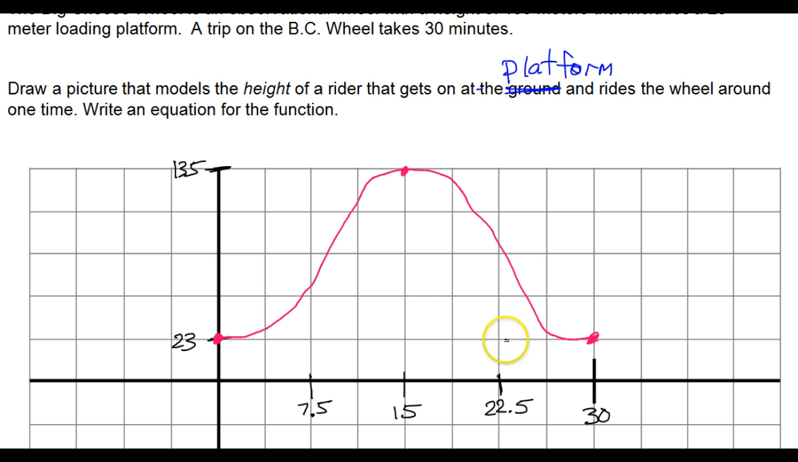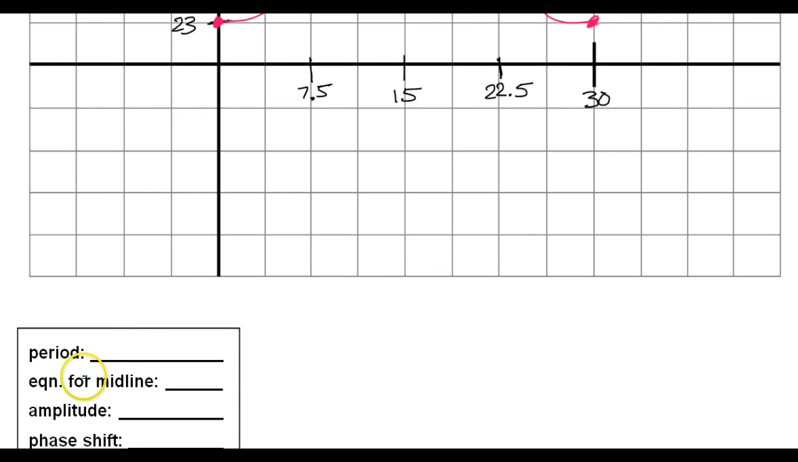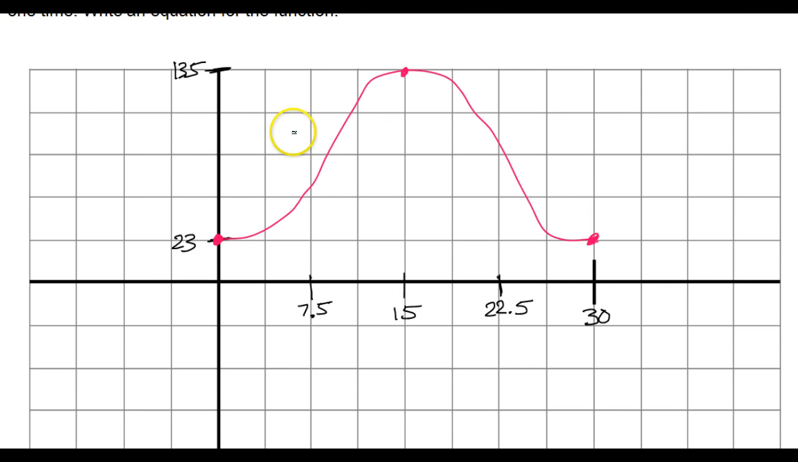Okay, so that's a pretty decent sketch of what we're talking about. Now, how much information do we already have? We know that the period is 30, so I can write that down. Let's go ahead and talk about the midline. Well, the midline should be halfway between the top and the bottom of the journey. So help me, how would I calculate to find out?